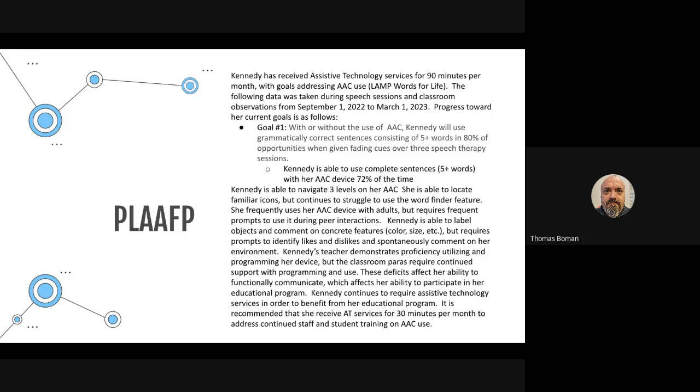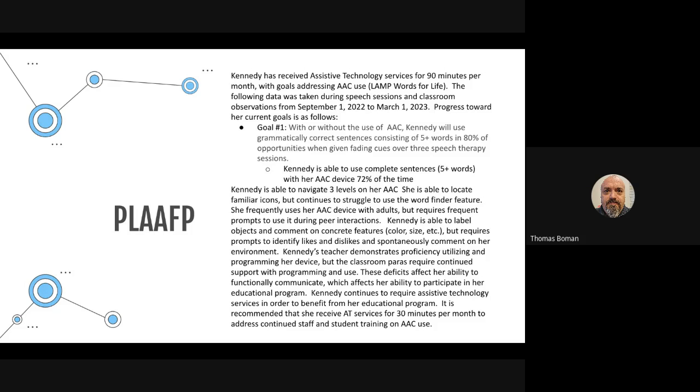And then down below the goal progress, you have listed different factors that the team would want to consider when moving forward with assistive technology. So this student is able to use their AAC device with adults, but not so much with peers. And we want to start thinking about, why is that?